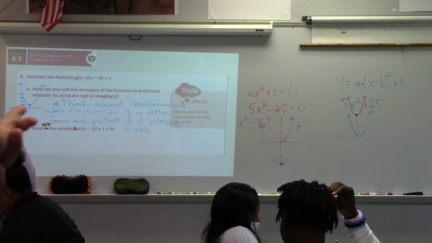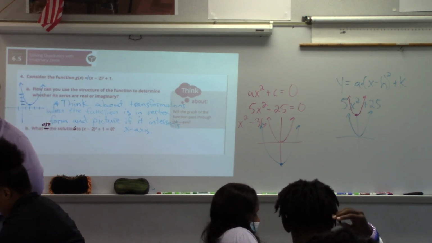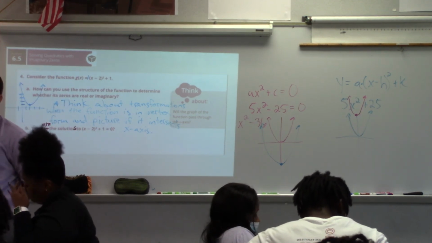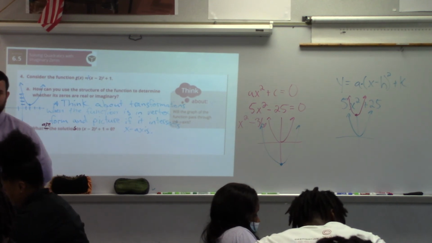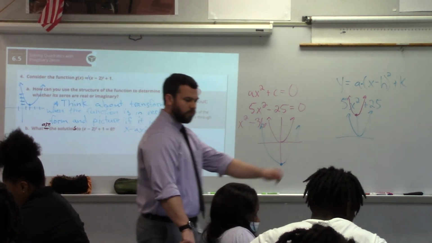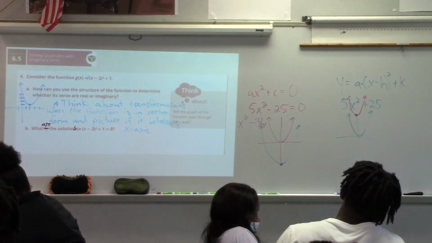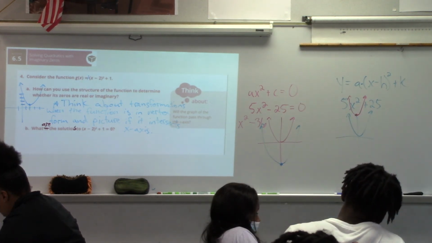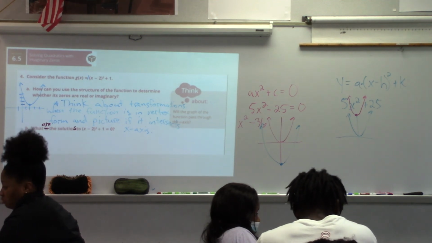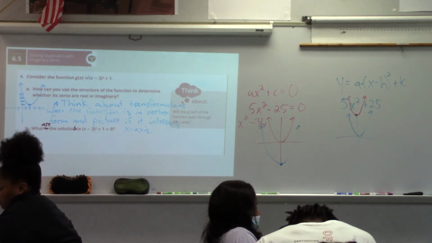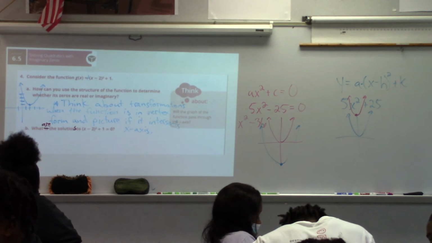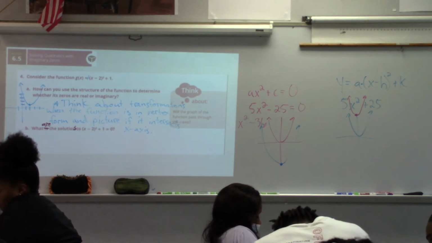Okay, 2 plus 5. If it's in vertex form, you can use your inverses with your properties of equality. Inverse of the square.